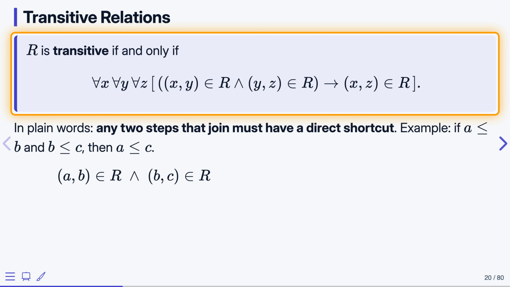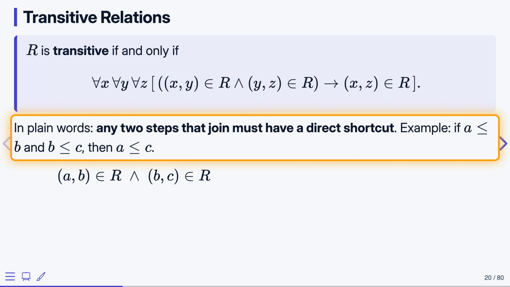Now the transitive property. This one chains pairs together. If the pair X, Y is in R and the pair Y, Z is in R, then the pair X, Z must also be in R. So any two steps that join must have a direct shortcut. For example, if A is at most B and B is at most C, then A is at most C.